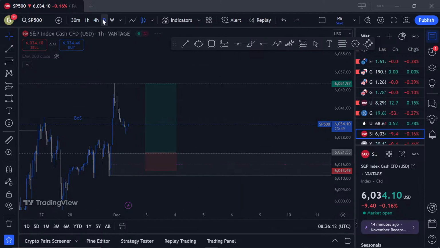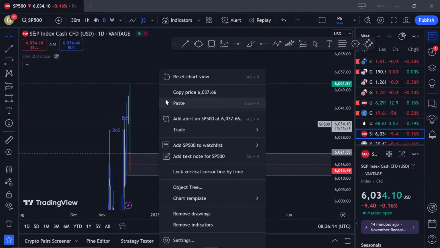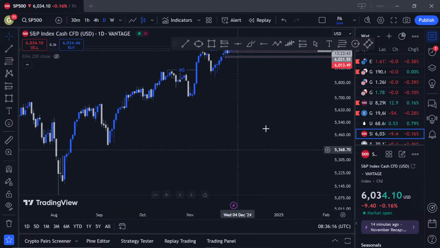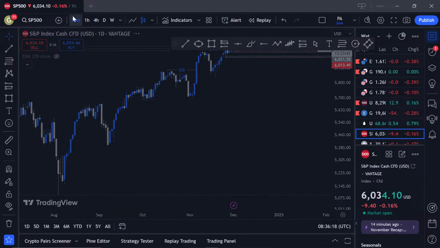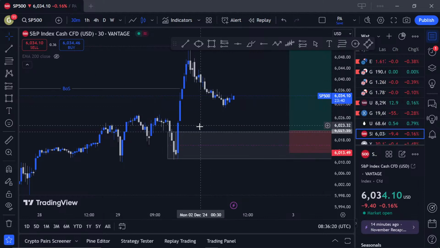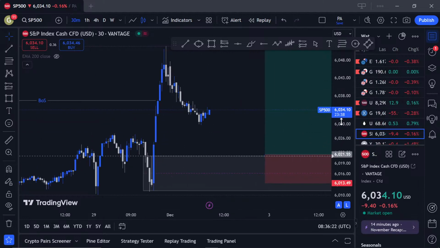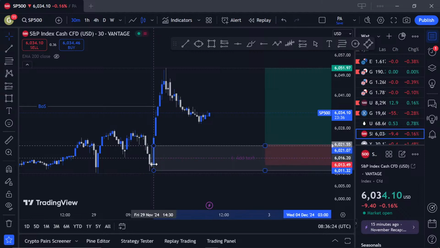Look at the daily time frame. Okay, so that is exactly the high there. So the market is just currently retracing, so we'll have to wait for it to retrace back to this level to look for our buy. So let me just modify here on the 30-minute time frame.